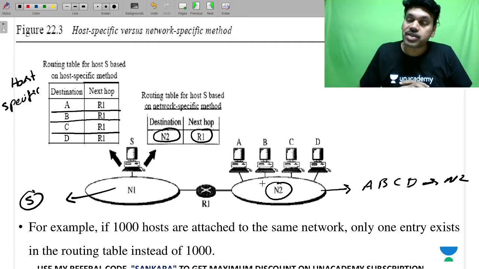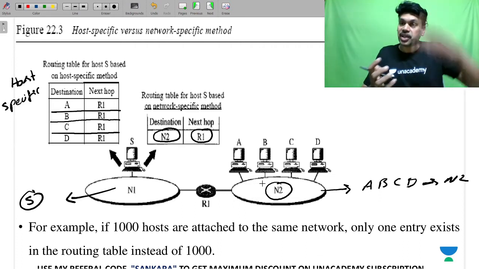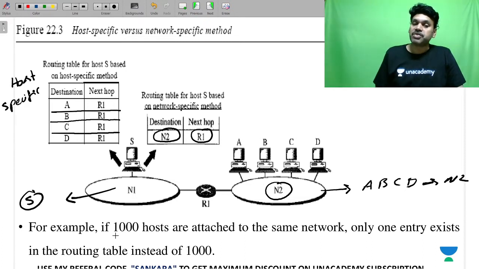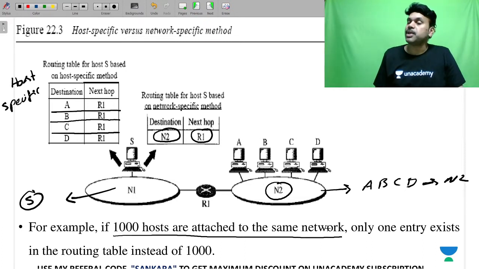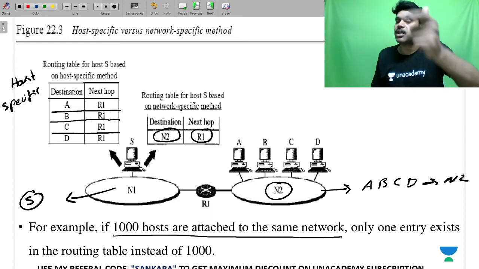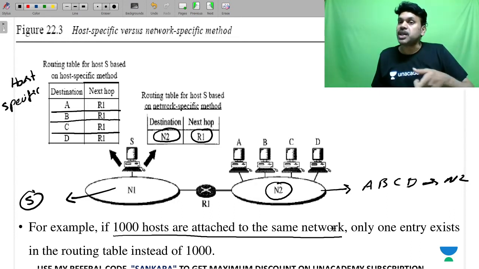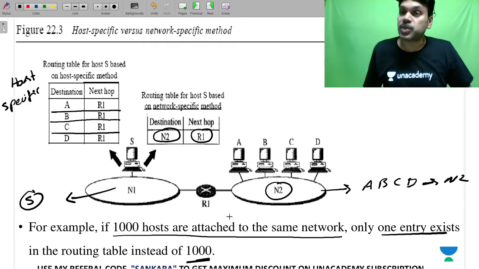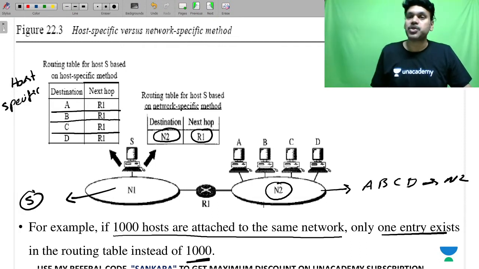Network specific is also called hierarchical routing. You are able to reduce the routing entries. If 1000 hosts are attached to the same network, you don't write 1000 entries. Writing 1000 entries means it is host specific. I am writing only one entry, that is N2. They are all connected to N2 only. So I need to write only one entry instead of 1000 entries. So this is about host specific and network specific.